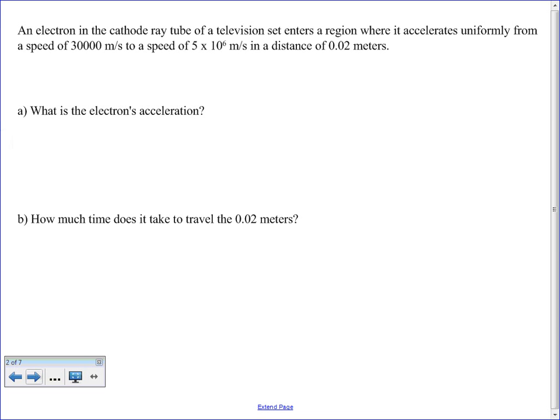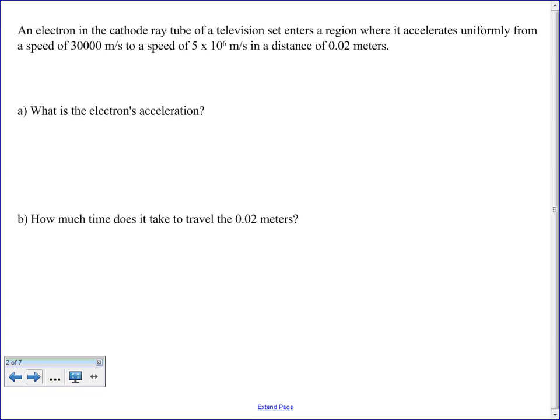So in this first problem, we have an electron in a cathode ray tube, and it enters a region where it accelerates uniformly, and it goes from a speed of 30,000 meters per second to a speed of 5 million meters per second in a very short distance, 0.02 meters, 2 centimeters. Again, these speeds might seem extremely large, and they are, but this is an electron. An electron is extremely light, and so it's very easy to make it have this large of an increase in speed in just a short distance.